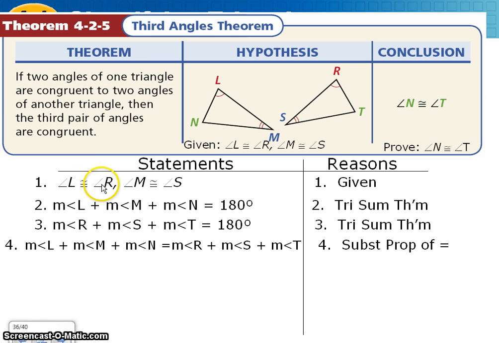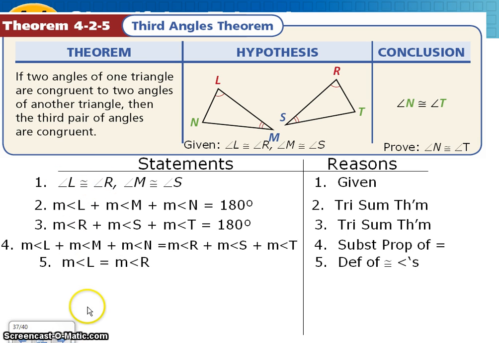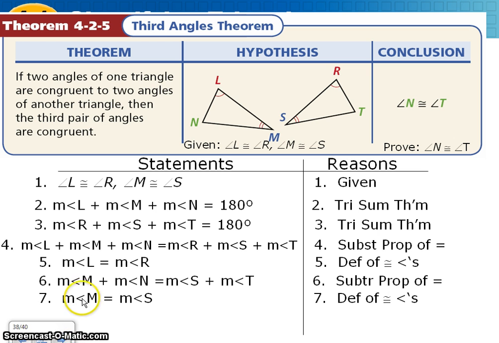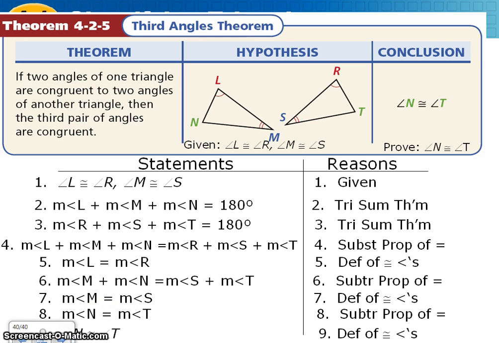Using the fact that the angles L and R were congruent, I can say that the measures of L and R are the same with the definition of congruent angles, so that I can subtract out their measures from both sides to be left with the measures of M and N equal to the measures of S and T. I'll do the same thing with the measures of M and S, since they were congruent angles given to me, and I'll subtract out their measures to be left with the measures of N and T equal, by subtraction property of equality again. Equal measures means congruent angles, so I'm going to finish this off with the definition of congruent angles.